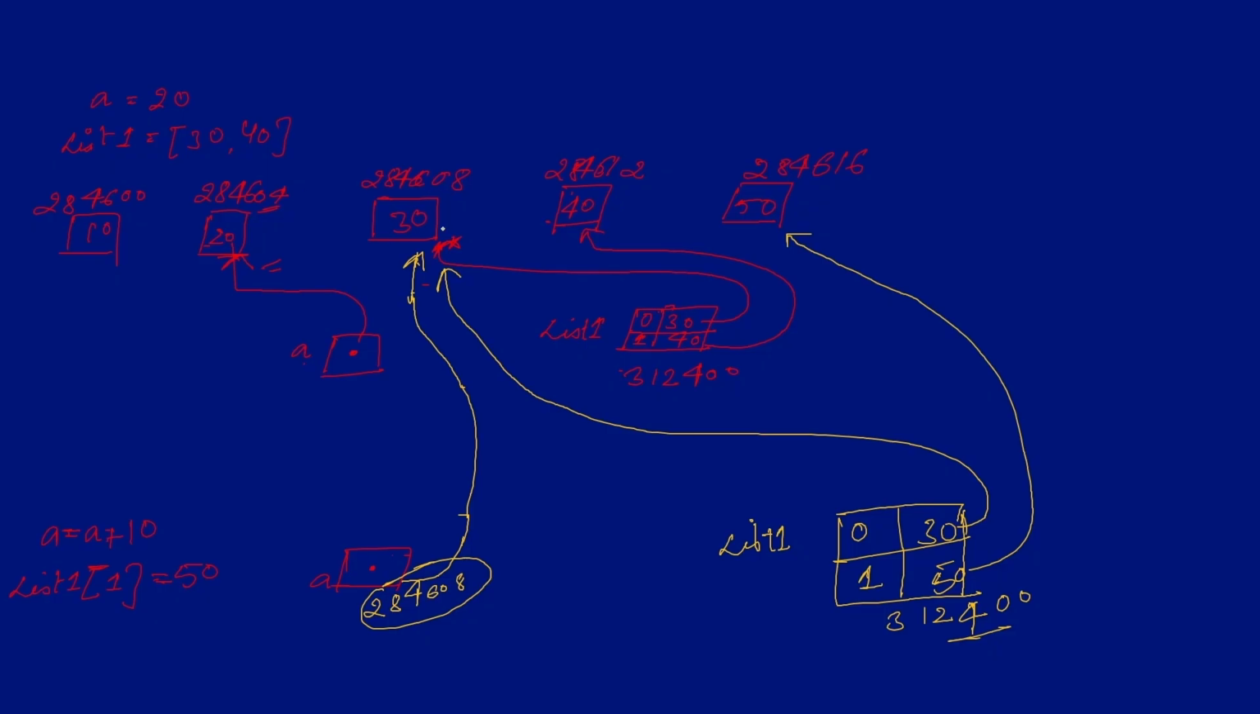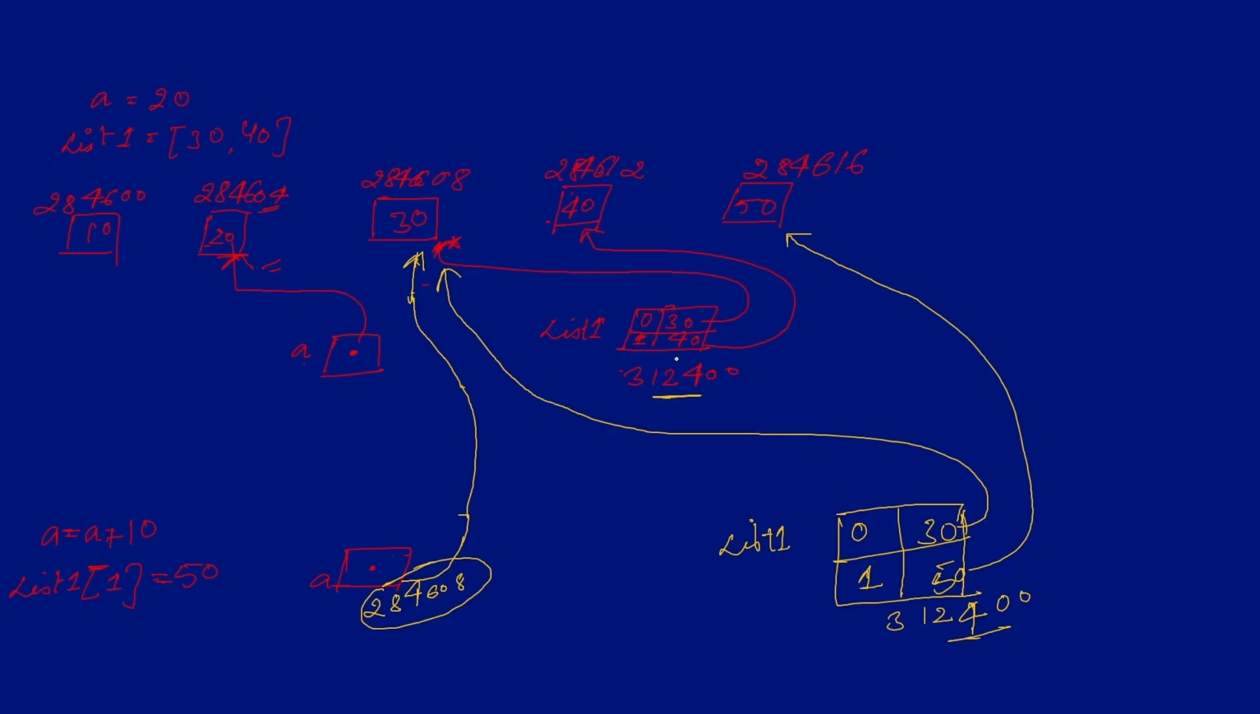So this has changed. But list1 was earlier at this particular memory location, and now also it is at this same memory location. Why? Because list1 is mutable. List is mutable and integer is immutable. So inside list1, index 1 changed its value, but the memory location that list1 was referring to remains the same.